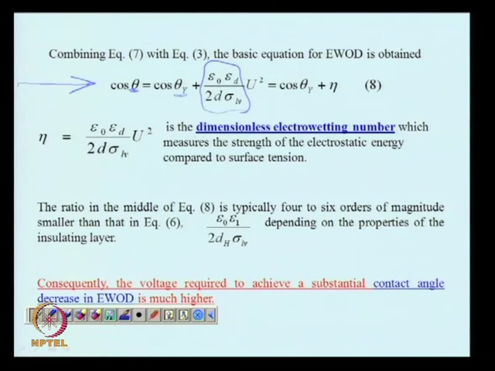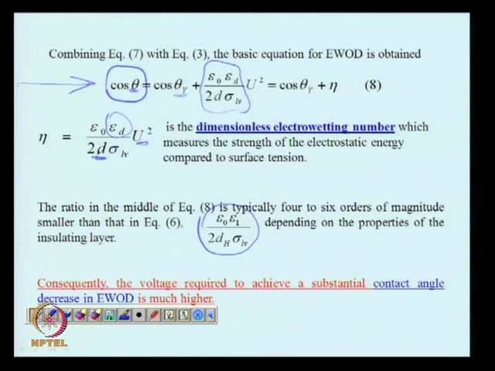This eta is known as the dimensionless electrostatic number, which measures the strength of the electrostatic energy compared to the surface tension. So, this is something you can control, which you can design by changing the thickness of the dielectric layer, or by changing the material, and by changing the applied potential. You can have a different value for the new contact angle on application of voltage. Okay. So, this essentially depends on the properties and the thickness of the insulating layer.